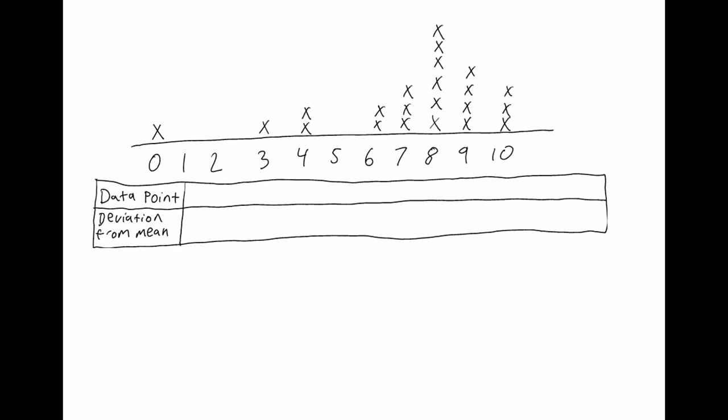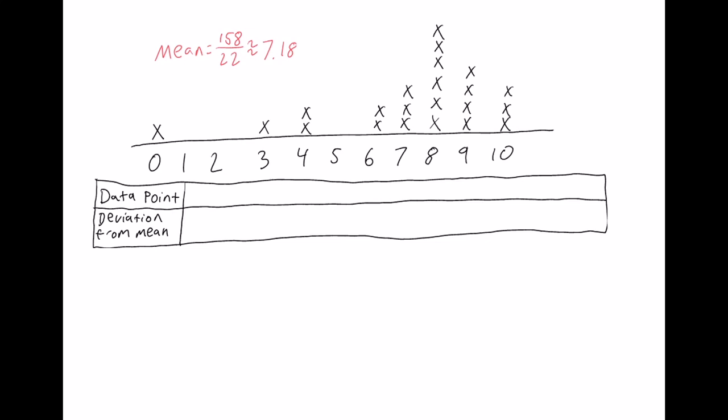So 0 plus 3 plus 4 plus 4 plus 6 plus 6 plus 7 plus 7 plus 7 plus 8 6 times plus 9 4 times plus 10 3 times. And that should give you 158. And then you divide that by the number of numbers, 22. And that should equal about 7.18, rounded to the nearest hundredth.